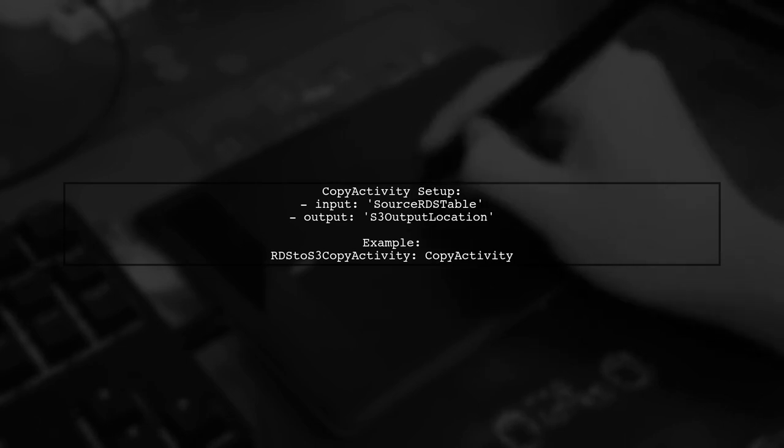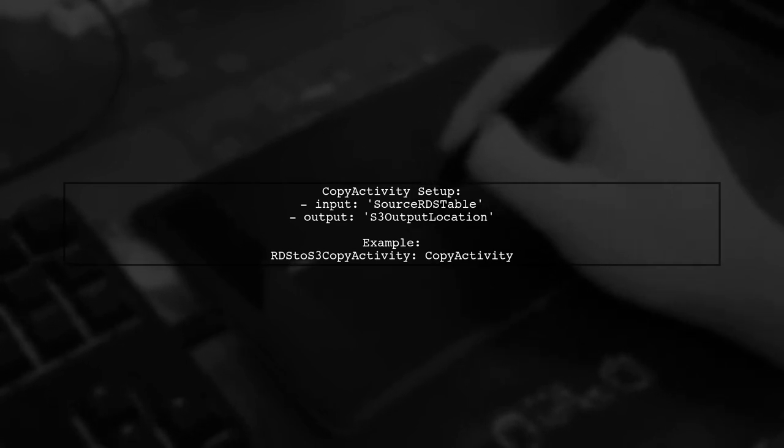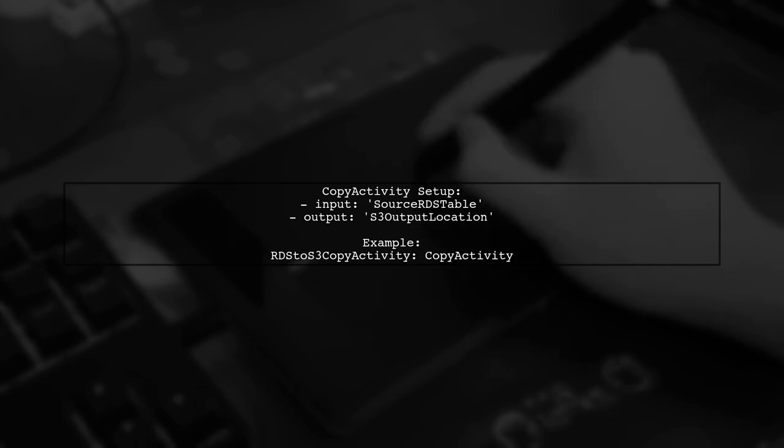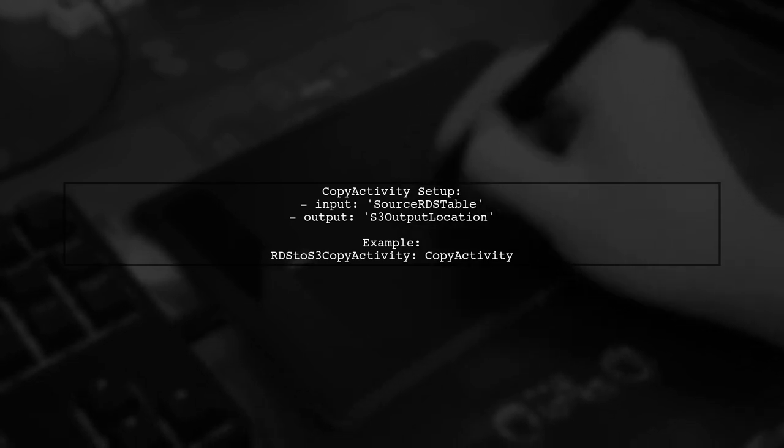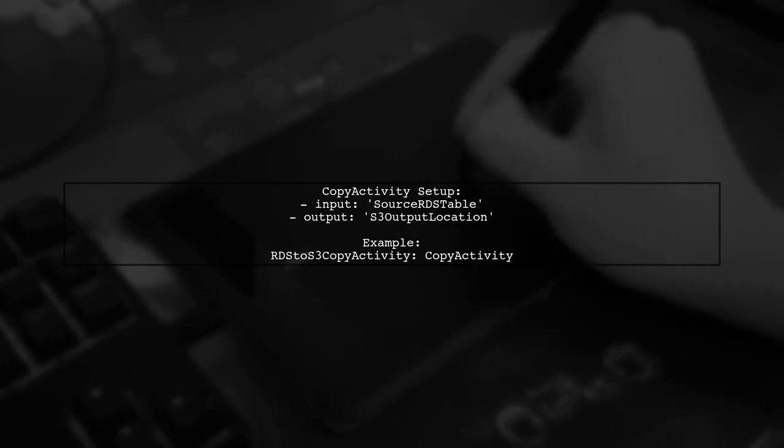Now, we need to set up the copy activity. This will specify how to copy data from the RDS table to the S3 bucket. Ensure that the input and output nodes are correctly referenced.